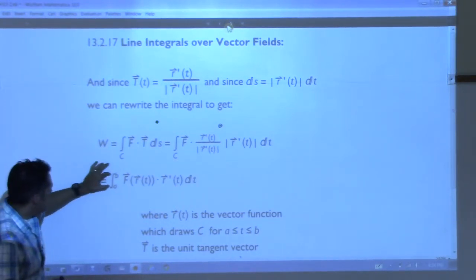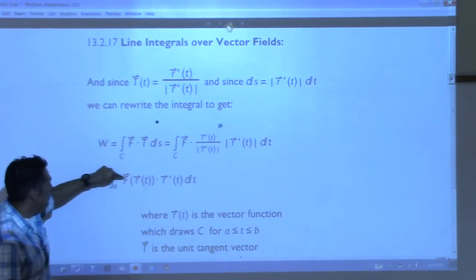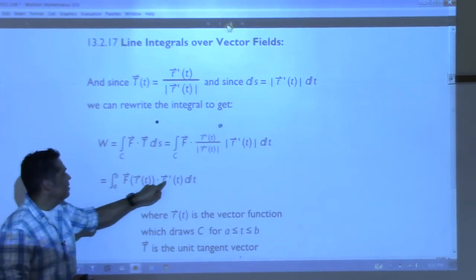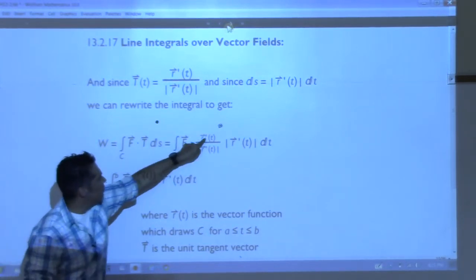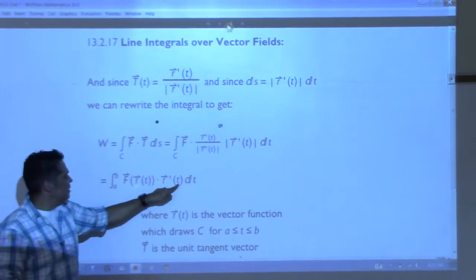We have the integral from a to b. We have the field, the vector field, evaluated along our curve, dotted with just the derivative, which comes from right here, of the derivative of our curve function, dt.